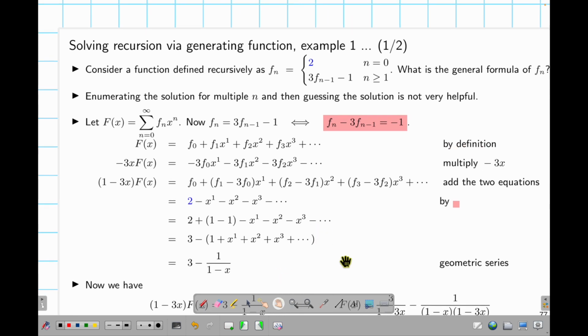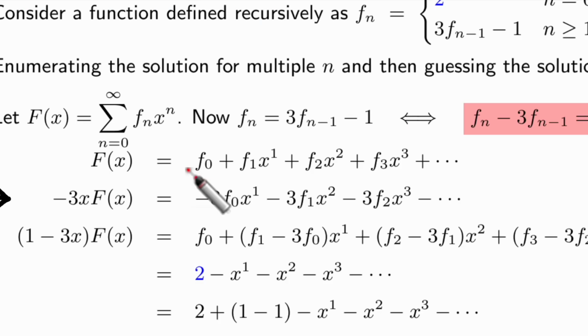Then what's next? Now we are going to multiply the whole expression by negative 3x. If I multiply this side by negative 3x, I just write this down. But for this side, I'm going to multiply everything by negative 3x. If I multiply negative 3x with the first term, it gives me negative 3 f0 x. If I multiply negative 3x with the next, it gives me negative 3 f1 x squared, because the x and this x give me x squared.